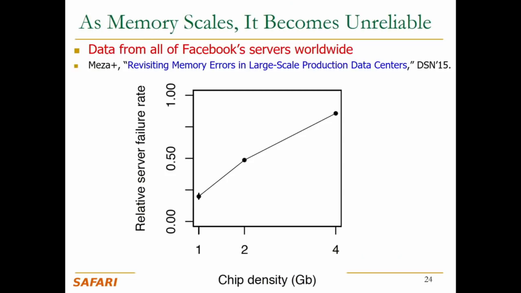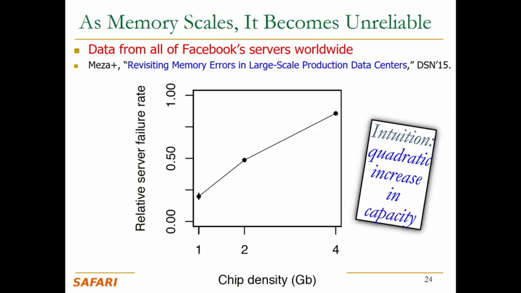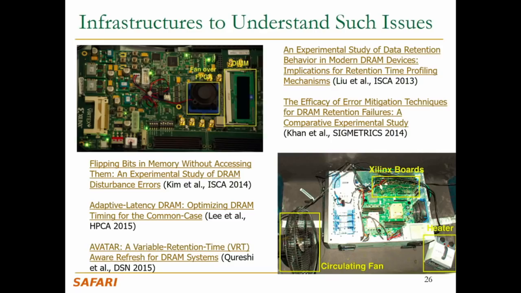And we've been doing a lot of studies, both at the large scale. I'll give you one example. In this paper from 2015, we analyzed all of the memory errors that Facebook recorded over the course of a year in their entire server fleet. This is a lot of servers, actually. This is a correlational study. It turns out as chip density increases, the server failure rate increases. This is because of memory errors, not other errors. So there's a clear correlation between higher capacity and higher errors. There's a lot more data in this paper if you're interested, which I'm not going to cover.